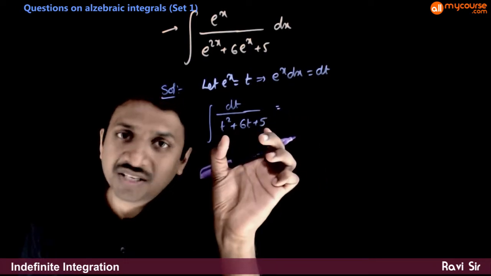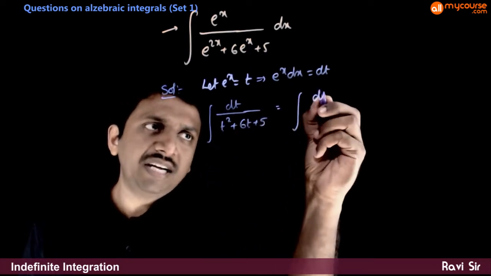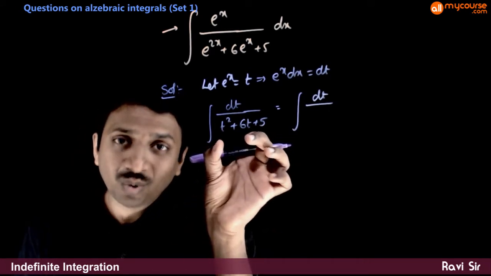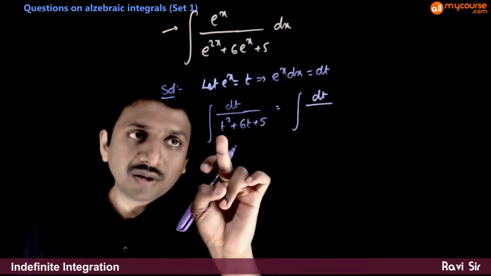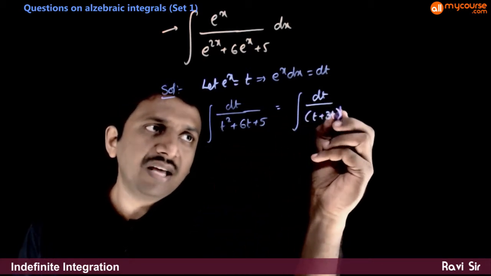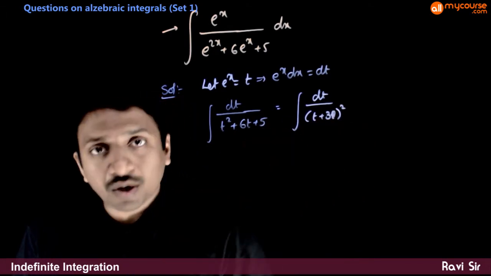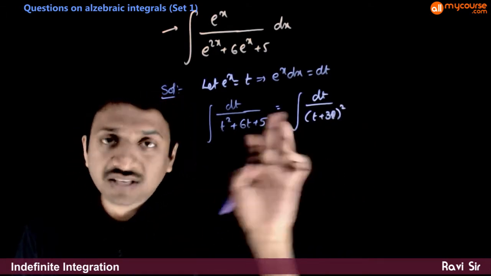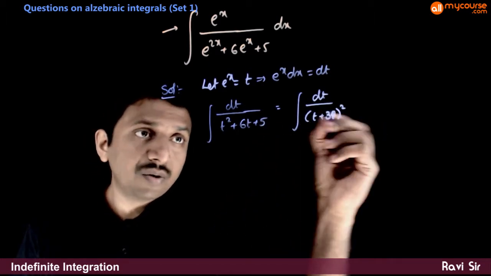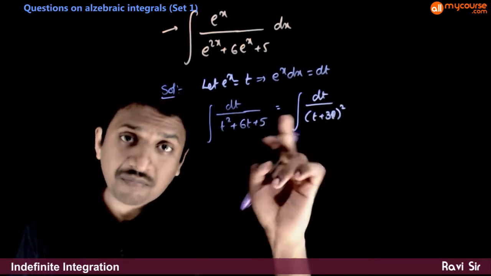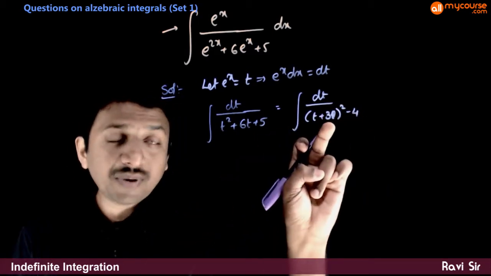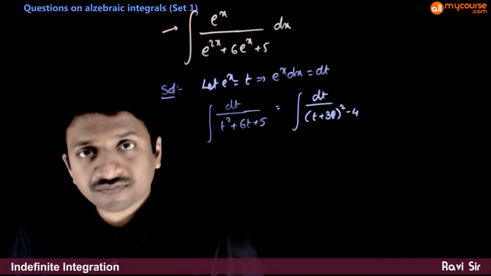Now I'll complete the squares here. Integration of dt by... by now you'd have got a hold on how to do this completion of squares. So t square plus 6t can be written as t plus 3 whole square. For t square plus 6t you get an extra 9 here, but here you have a 5. So 5 minus 9 has to be done, so you get a minus 4. So t square plus 6t plus 9 minus 4 is 5.